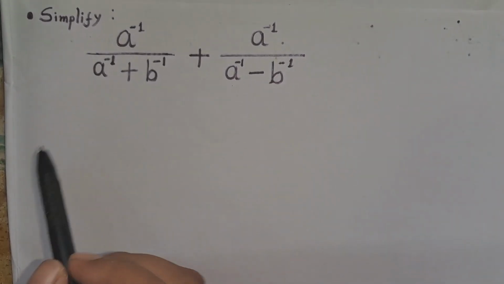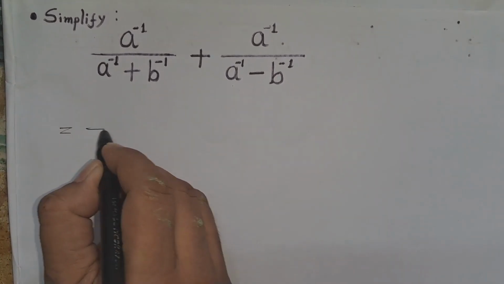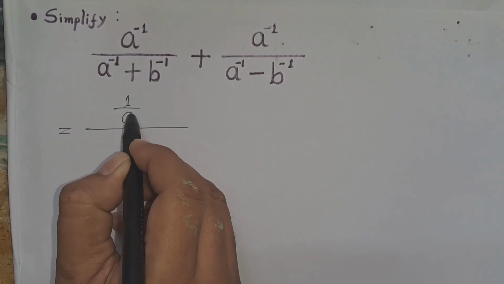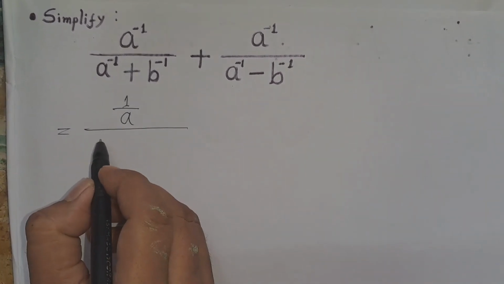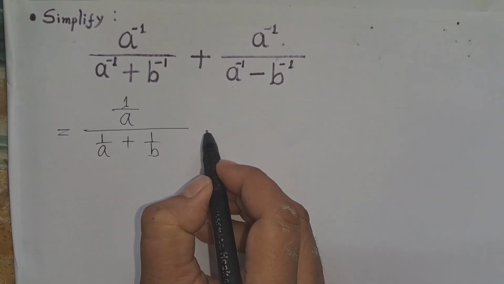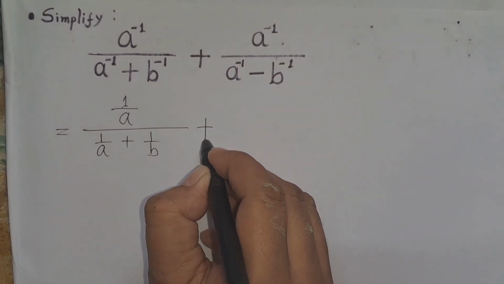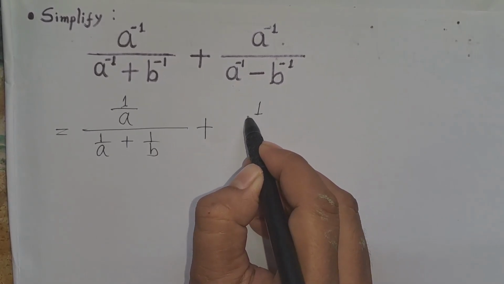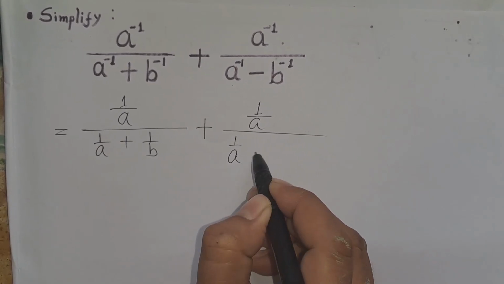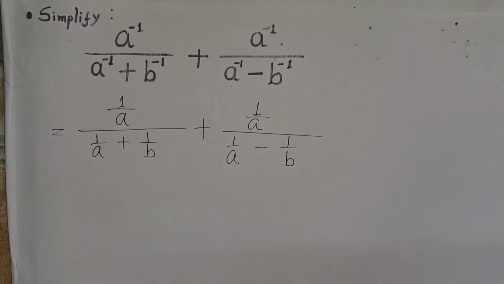Simplify: a to the power minus 1 divided by a to the power minus 1 plus b to the power minus 1, plus a to the power minus 1 divided by a to the power minus 1 minus b to the power minus 1. Well, the powers are negative, so make them positive powers. a to the power minus 1 means 1 by a. The denominator is also 1 by a plus 1 by b, plus, here in the second fraction also the powers are negative, we will make them positive, so we will write 1 by a divided by 1 by a minus 1 by b.